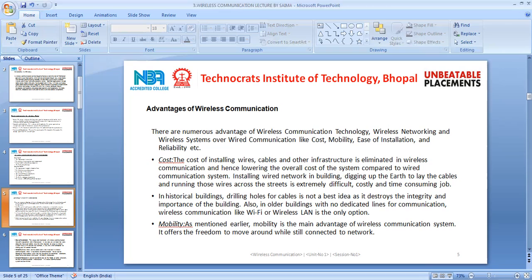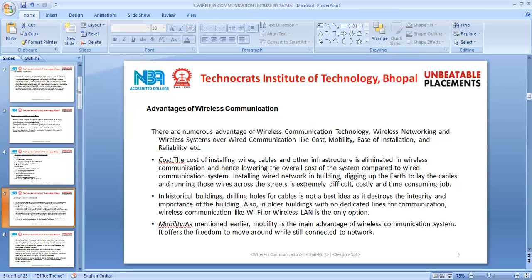Apart from the various advantages of wireless communication, we also have some disadvantages. As we know, every system has two parts, and if the system has some advantages, the same system also has some disadvantages, although the advantages are more as compared to the disadvantages. That's why we prefer the modern systems.